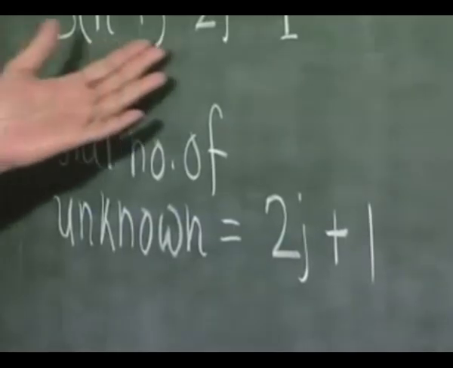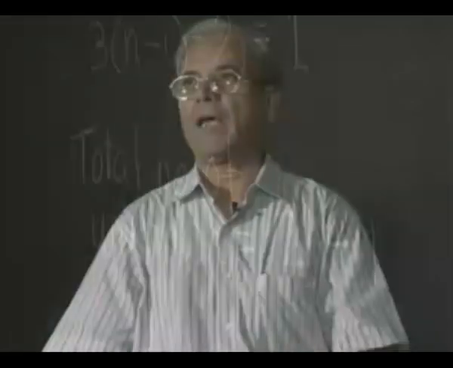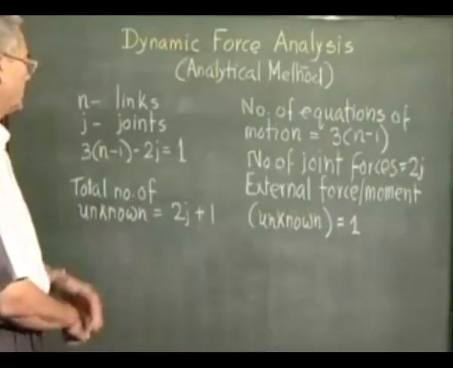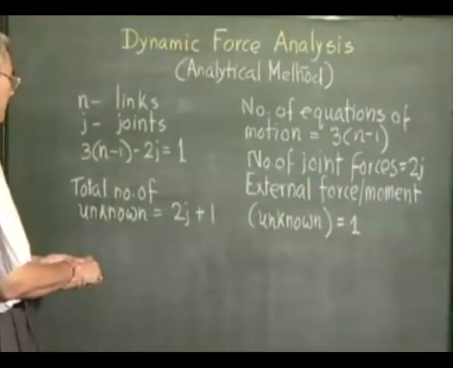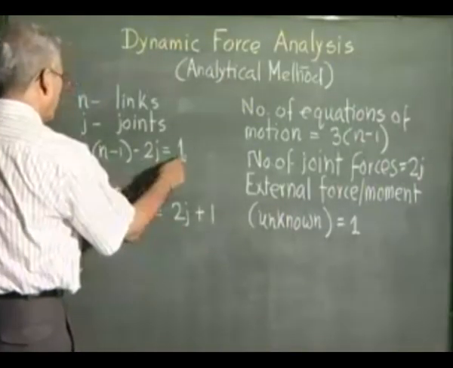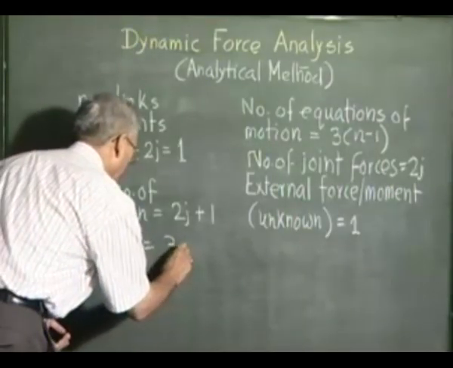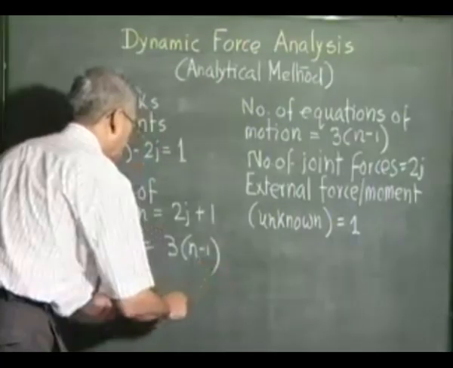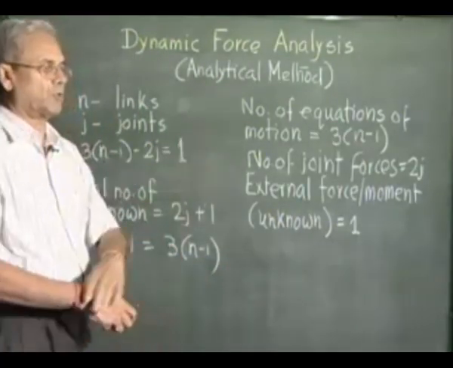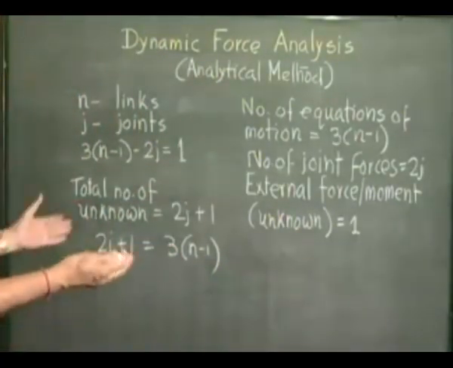And from this relationship, which has to be satisfied for a system with single degree of freedom, we know that 2j plus 1 is equal to 3 into n minus 1, that is the number of equations of motion. So, it is very clear that we will have as many equations as there are unknown quantities to be found out, and so the equations can be solved and results can be found out.